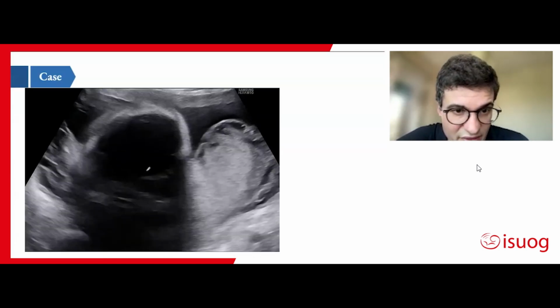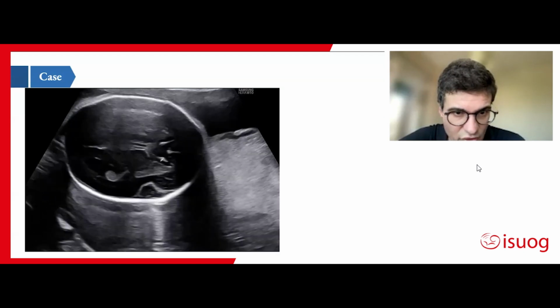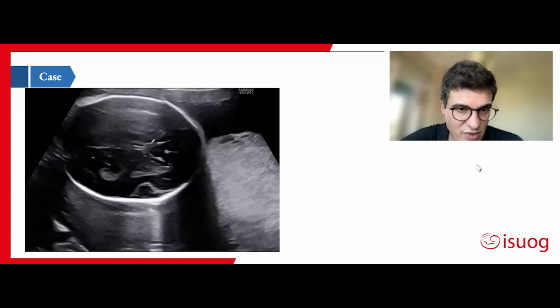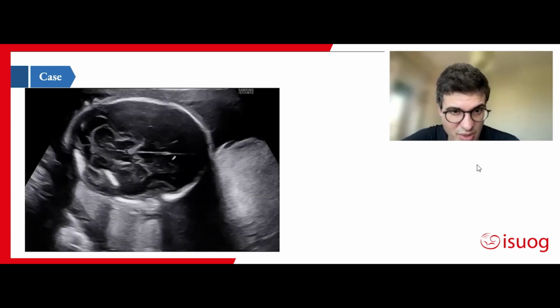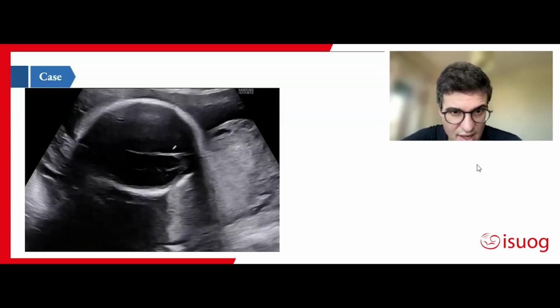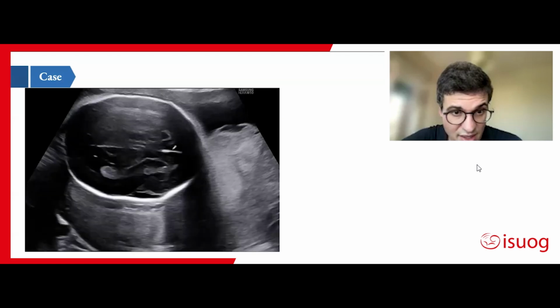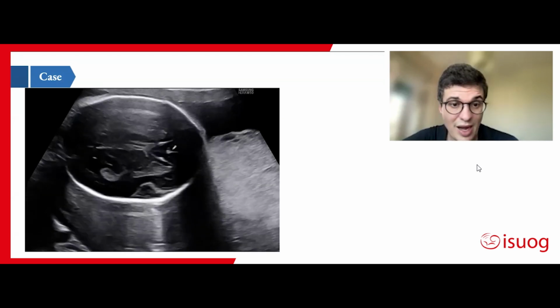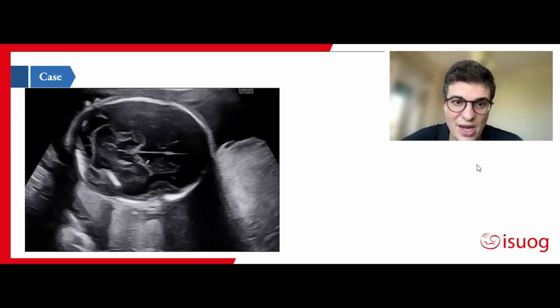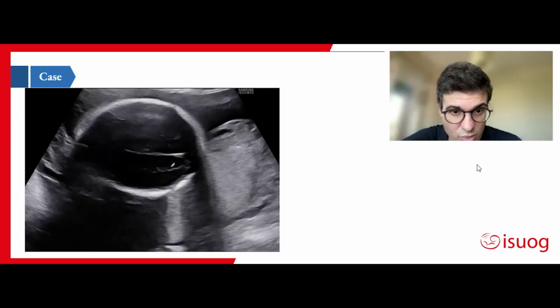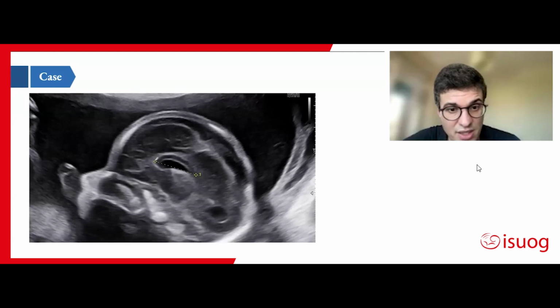In this case, the cavum septi pellucidi is present. The frontal lobes are adjacent to the cavum septi pellucidi. Let's see again. The cavum septi pellucidi is rectangular, with an anechoic shape, so apparently everything is normal. But this was a case referred because, I don't know why, the local doctor looked at the corpus callosum and identified a short corpus callosum.